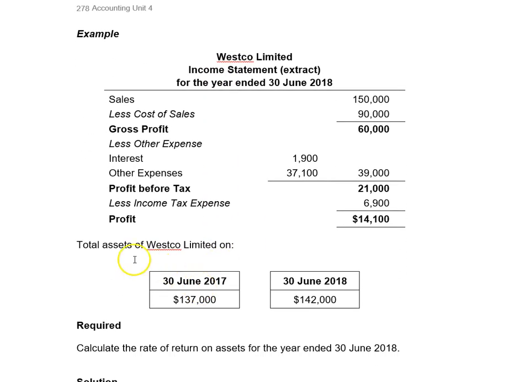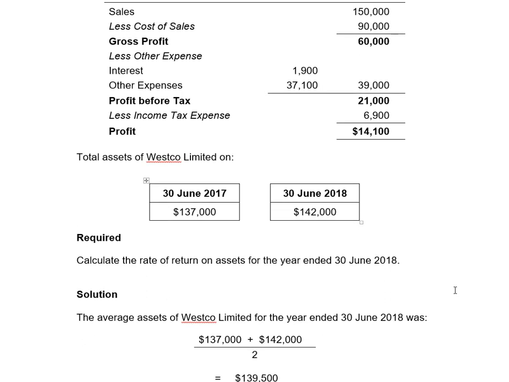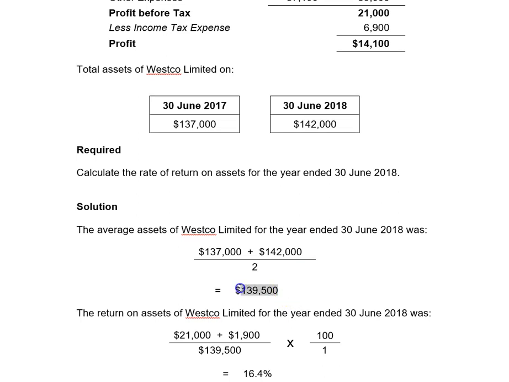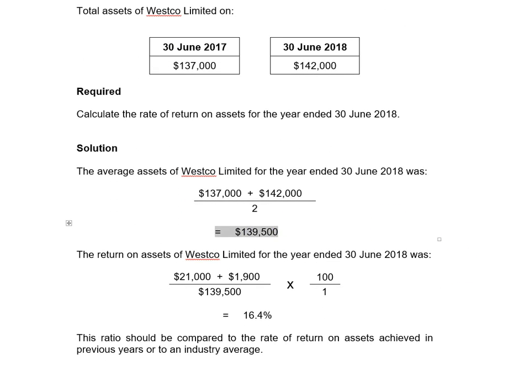So you can see that they gave you the income statement, but they also gave you the assets for two different periods. One is at the end of 2017, 30th June. One is at the end of 2018, 30th June. So how do you calculate the average? It's easy. You just need to take the two amounts here. So this would be the opening asset. This would be the closing asset. So you add both and then you divide by 2. So the average asset for that year is this much. And when you want to find out the rate of return on assets, it's easy. It's just the profit before tax plus interest expense divided by the average total assets. You times 100, you get 16.4%.